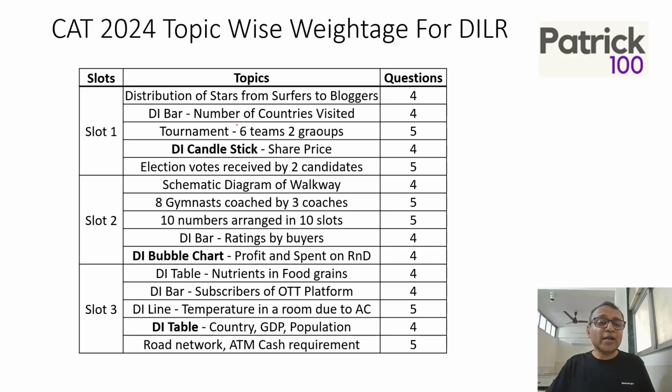That is 22 questions. Now if you look at CAT 24, there was a DI candlestick, a DI bubble chart, and a DI table, and there were other DI sets as well. So CAT 24 had slightly more DI charts in the third slot. But it was mainly logic based, though yes, there were DI questions. There was distribution of stars, tournaments and games, and gymnasts coached by 3 coaches. These are very common, where you're classifying things into different groups and how they move. Also 10 numbers arranged in 10 slots, and a road network. Again, 2 sets of 5 questions and 3 sets of 4 questions in CAT 24.